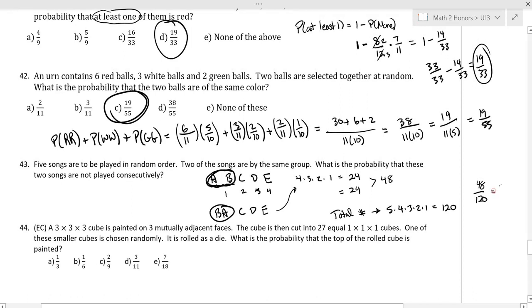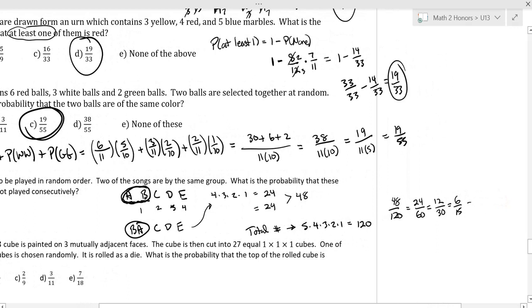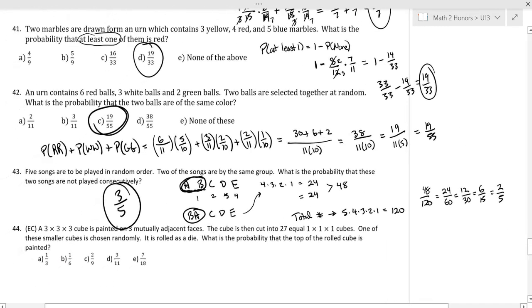Let's reduce this a little bit. We got 24 out of 60, 12 out of 30, 6 out of 15, 2 out of 5. Okay. So what I want is the opposite of this, right? Because I found that there's a 2 out of 5 chance of playing the 2 songs right next to each other. So there's a 3 out of 5 chance of not playing them next to each other. I want the backdoor approach here.